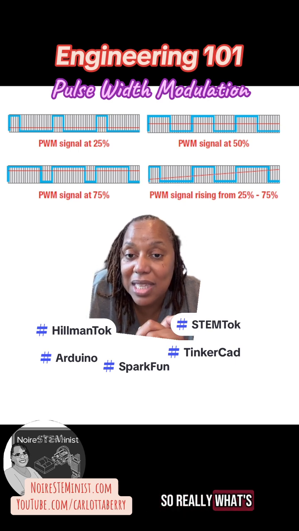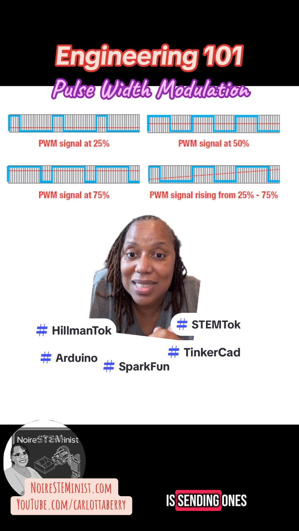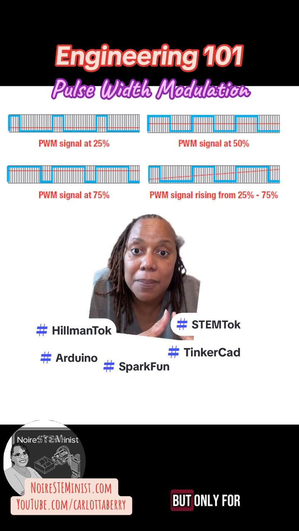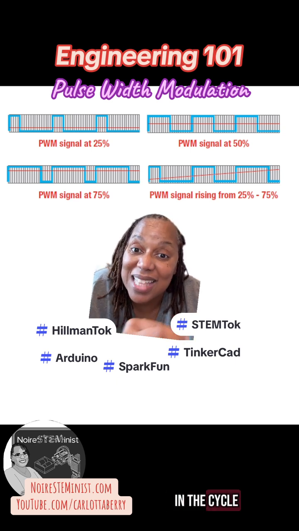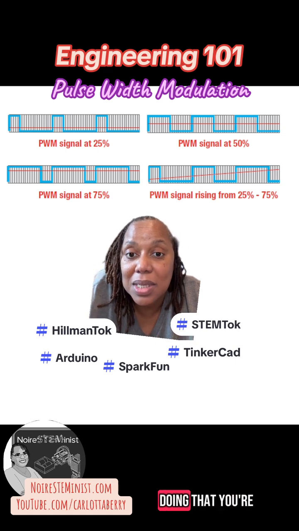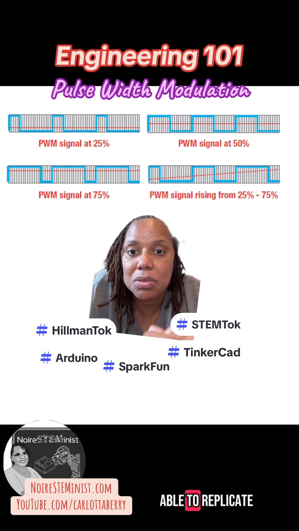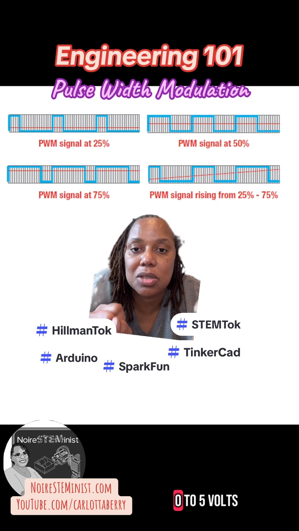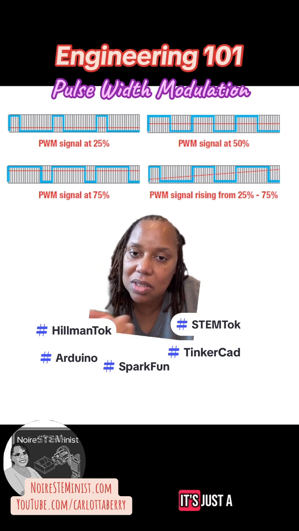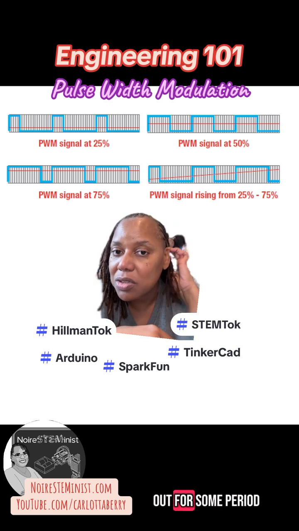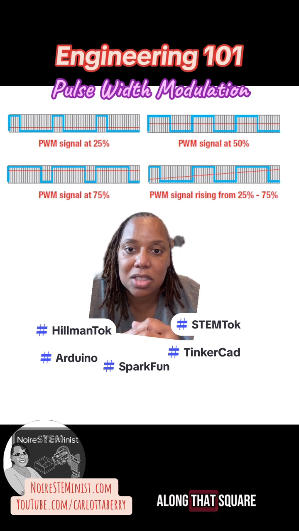So really what's happening with pulse width modulation is the computer is sending ones and zeros still, but only for a certain time in the cycle. And so by doing that, you're able to replicate 0 to 5 volts, when really it's just a bunch of ones and zeros going out for some period along that square wave.